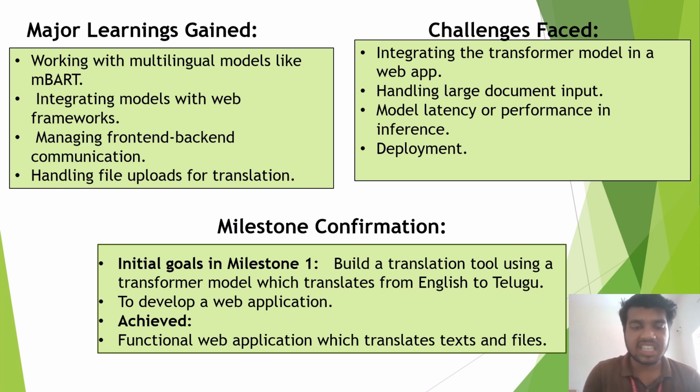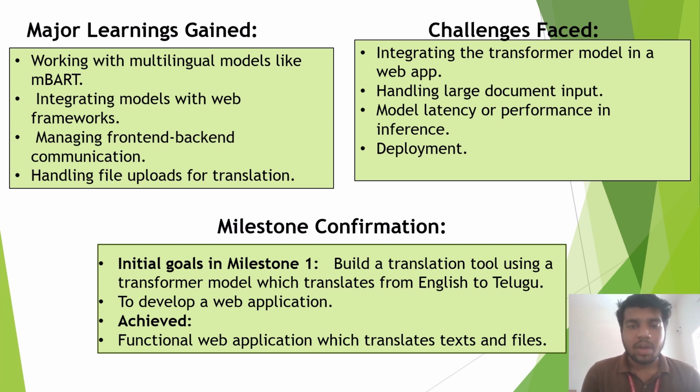Now coming to challenges faced. Some of the challenges that I faced: the mBART model was slow when translating big texts, and sometimes the model mixed English with Telugu, which is a tokenizer issue. Handling large PDFs required splitting them into smaller chunks, and there were bugs in connecting Node.js and Python, and I fixed them with debugging.